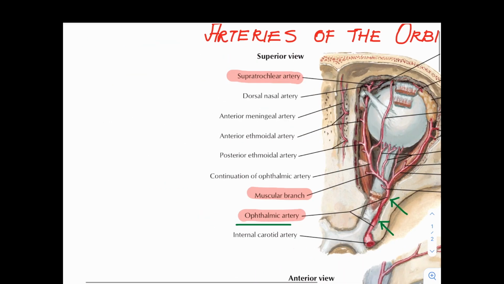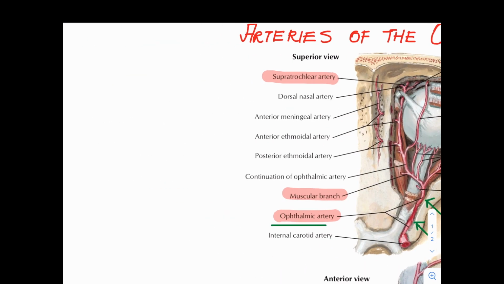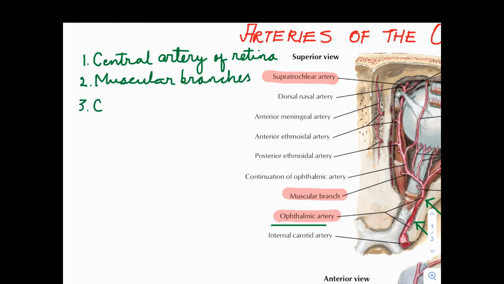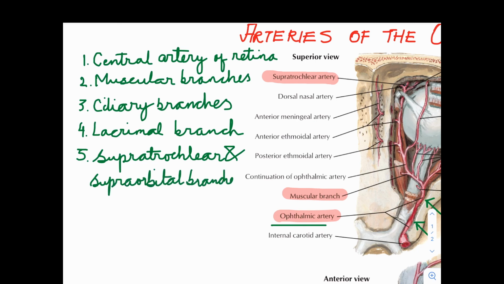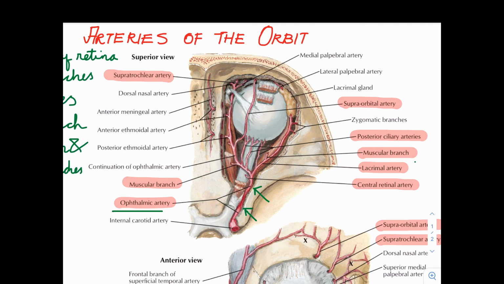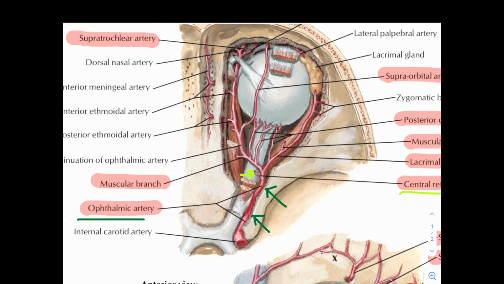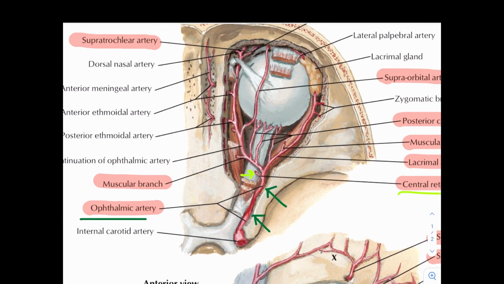Before discussing the branches of the ophthalmic artery, let's write them down. Alright, now we'll discuss these branches one by one. So first of all, the central retinal artery. This is the central retinal artery.